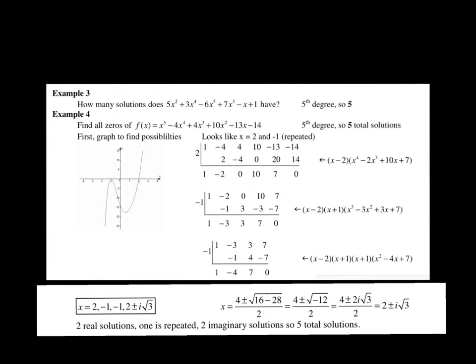Therefore, I would have 5 solutions: 1, 2, 3, 4, 5. Multiplicity 1, multiplicity of 2, and then these are two separate solutions.